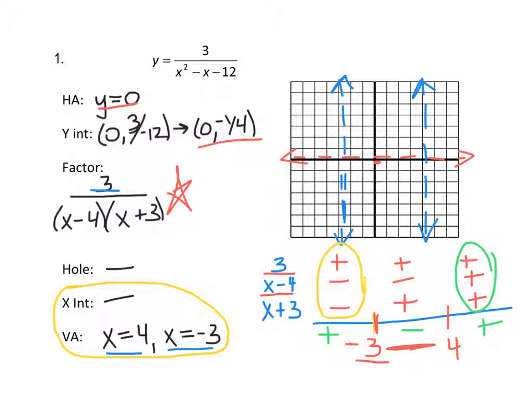is positive. So what this means is that on my graph, when I'm less than negative 3, my y values are positive. So they need to be above the x-axis. So I sketch that. Then when I'm between negative 3 and 4, my y values are negative. So they need to be below my x-axis. And then when they're bigger than 4, they're positive again.